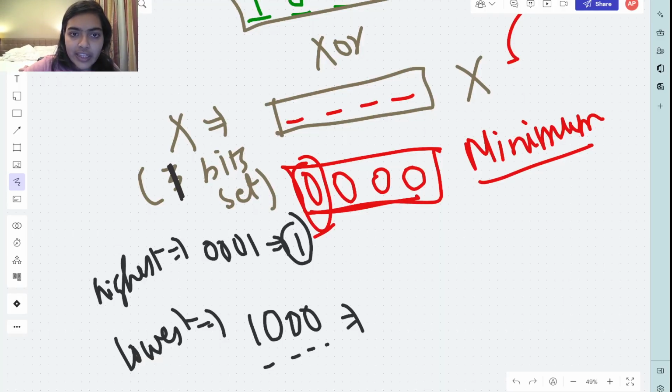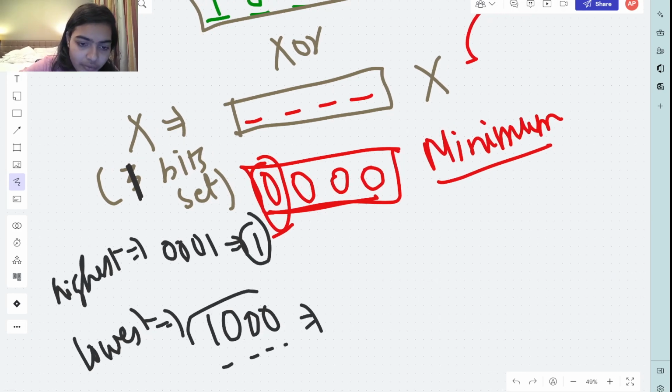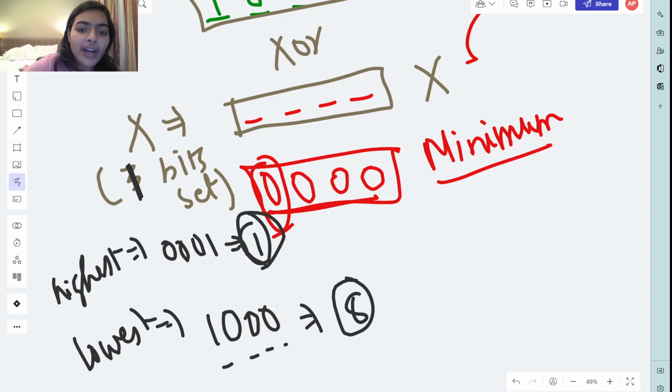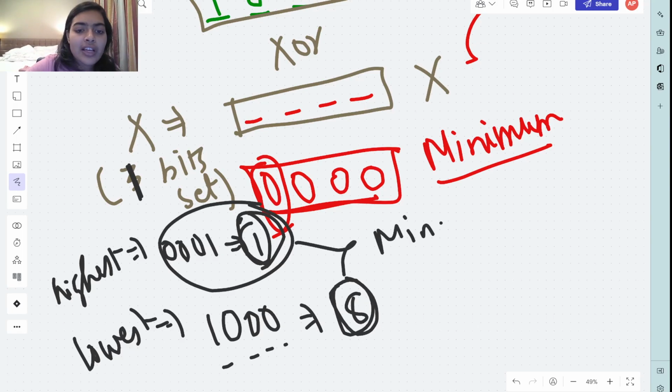In case we are setting the bit here in X, then we are getting this as answer. Okay, now which is better? What is the value of this? This is 2 power 0, 2 power 1, 2 power 2, 2 power 3. This is 8, right? This number is 8. So compared to 1 and 8, which is the minimum possible answer? 1 is the minimum possible answer, right? This is the minimum.